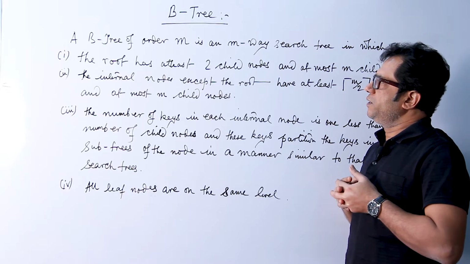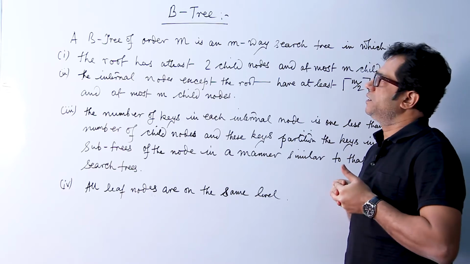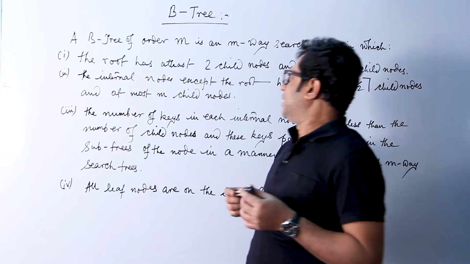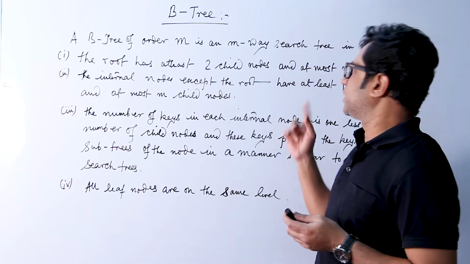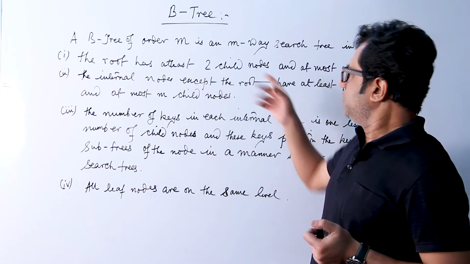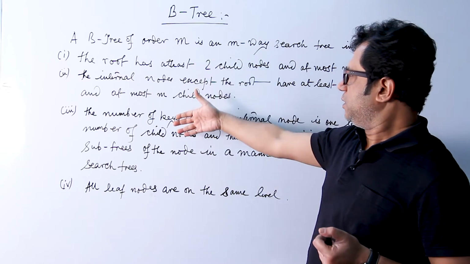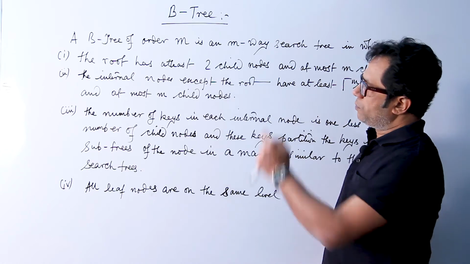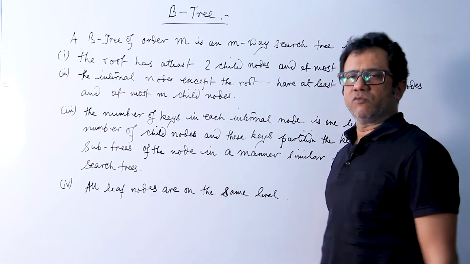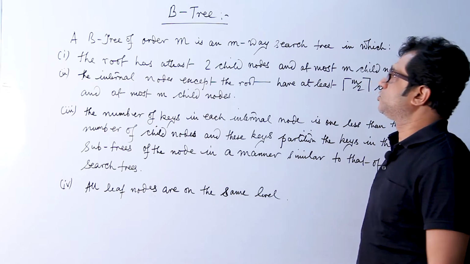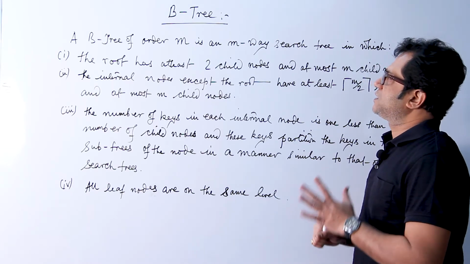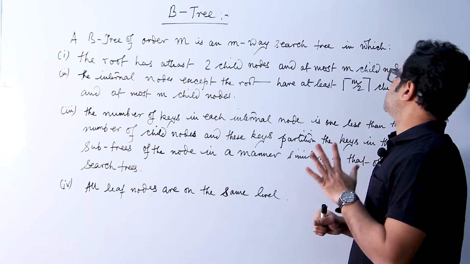So a B tree is a balanced tree, or a B tree is an M-way search tree of order M which has the following criteria given point-wise on the board. The number one point which should hold for an M-way search tree of order M to be a B tree of order M is that the root has at least two child nodes and at most m child nodes.